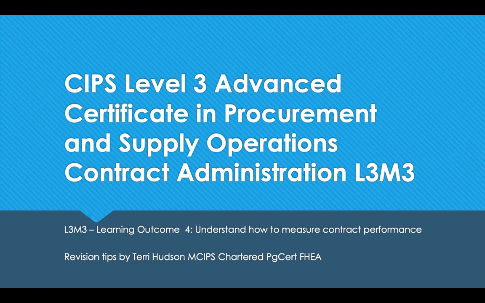This is Module 3, Contract Administration, Learning Outcome 4, which is to understand how to measure contract performance. We're going to look at the use of data, explain the use of KPIs, and the types of contractual risks and how to manage them.